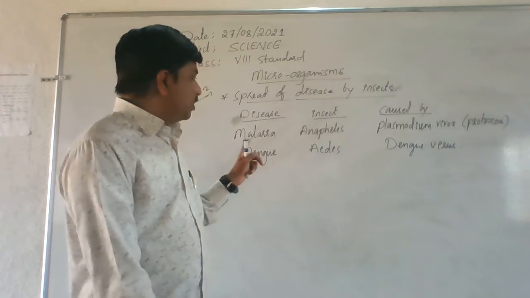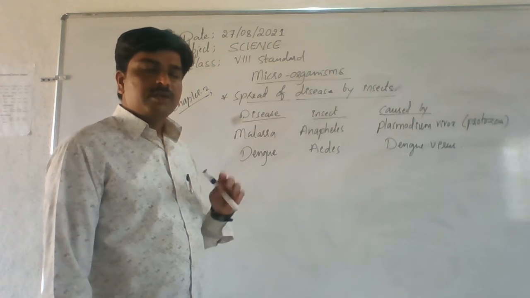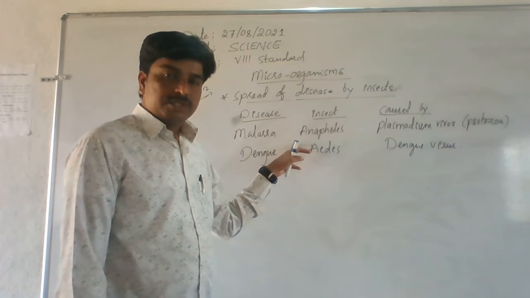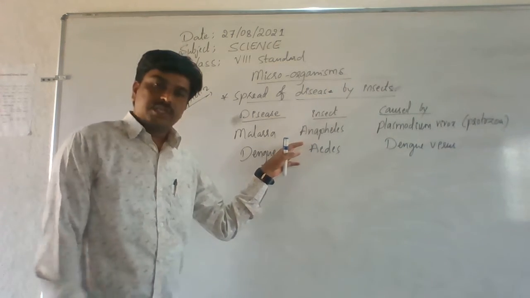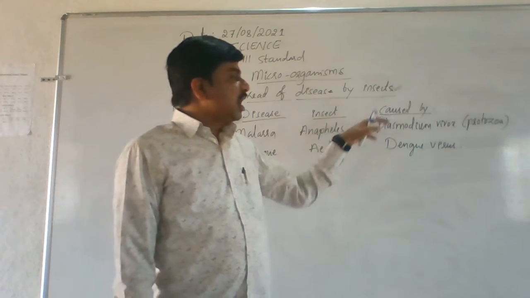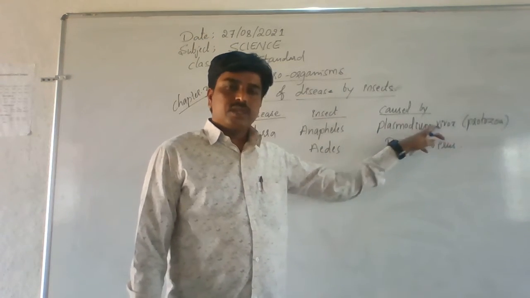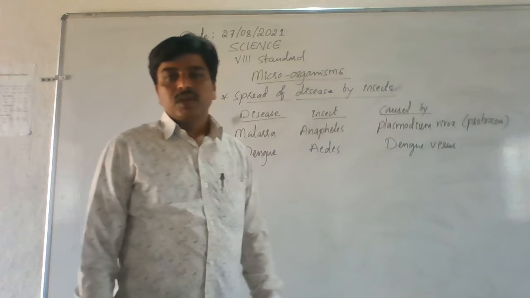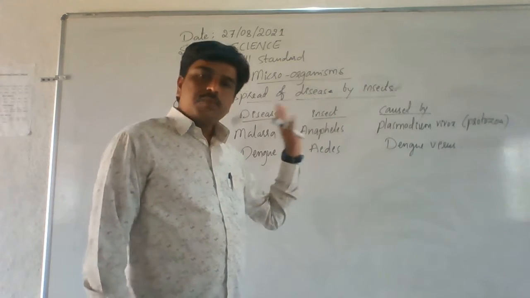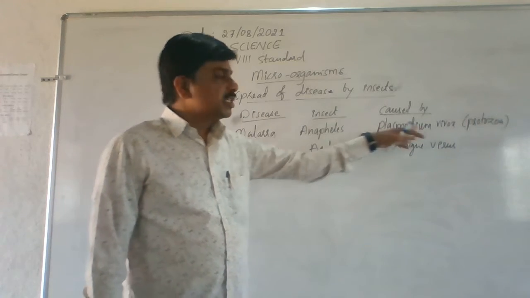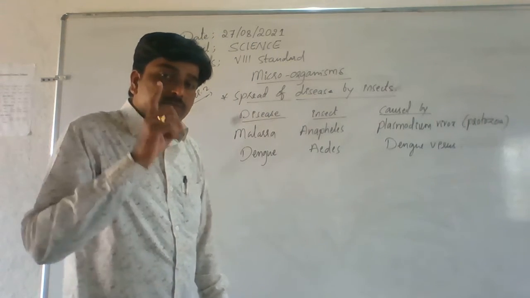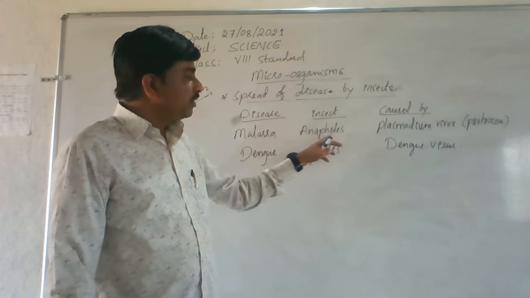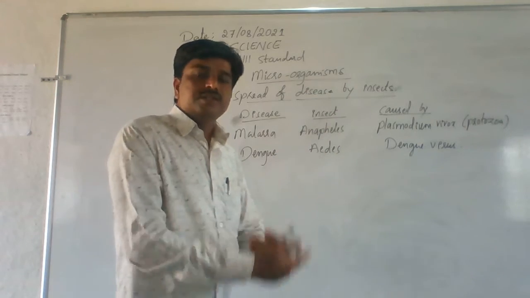Let's see how. Malaria disease, you might have heard this name. It is commonly seen in the summer season. It is spread by the insect Anopheles. Remember, Anopheles is a female mosquito. It is spread by a female mosquito and it is caused by Plasmodium vivax. Plasmodium is a protozoa. It is a protozoan disease. Understand? It is a protozoa, but it is spread by what? An insect. Which insect? The Anopheles female mosquito.